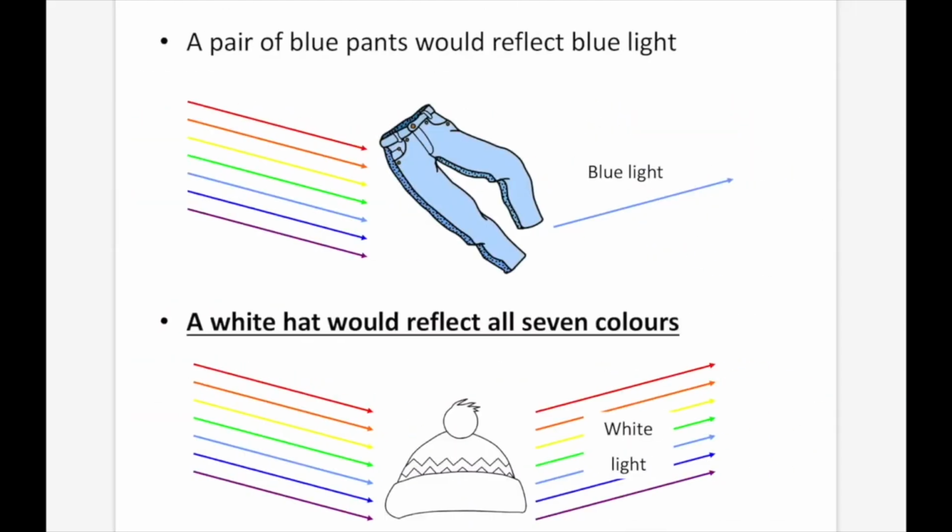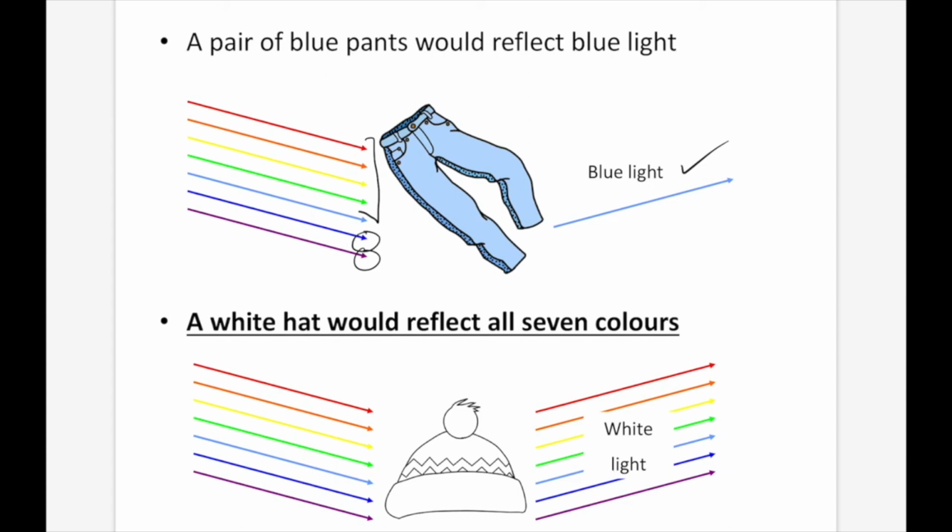A pair of blue pants would reflect only blue light. All the other colors, so these guys here, pretty much, would be absorbed by the pants, and probably that would be absorbed by the pants as well, because it looks like the pants are giving off just more of this light blue color. So you might get a tiny bit of this guy absorbed, but probably some of that would be reflected as well.